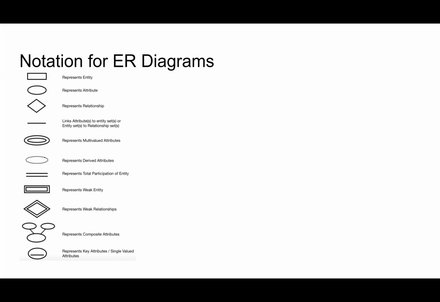Double lines connecting relationships, that is a total participation of the entity. And then if we have a rectangle with another rectangle around it, that's actually a weak entity. So that's the difference between a strong entity and a weak entity in a diagram. And then we'll use double diamond outlines for weak relationships. That's the difference between a regular relationship type and a weak relationship type in an entity diagram. Anytime that we see an oval connected by multiple ovals, that's a composite attribute. And anytime that we see an oval with an underlined attribute name, that represents a key or single valued attributes.